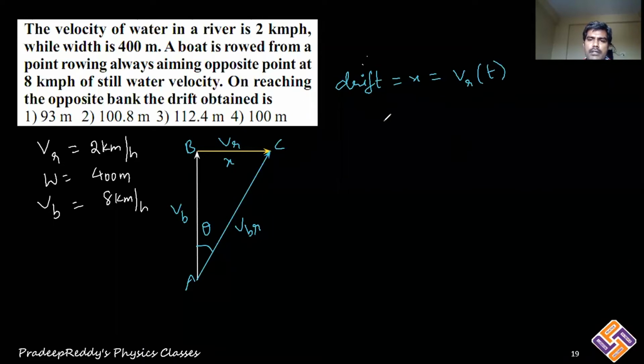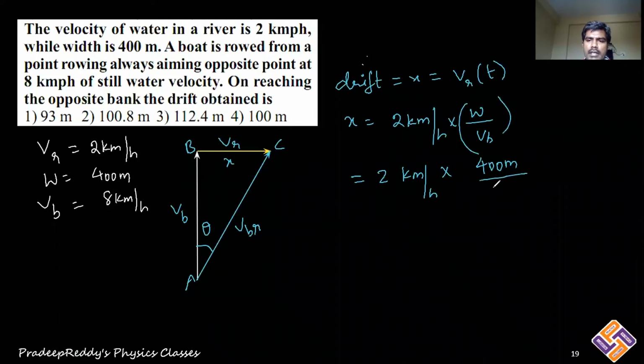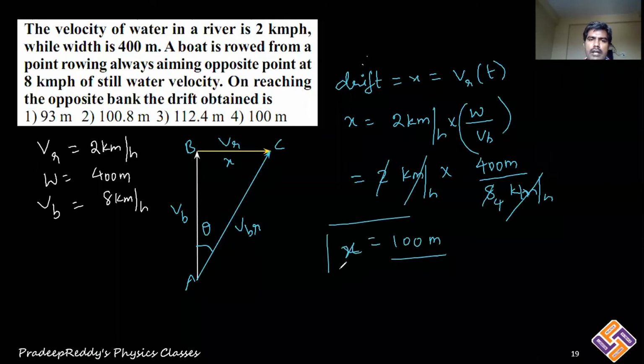Now x is equal to velocity of the river, which is already known, 2 km/h, into time taken, which is equal to width divided by velocity of the boat. This is 2 km/h into width 400 meter divided by velocity of the boat, which is 8 km/h. 8 km, this gives you 4, and what remains is 100 meter. This is the final answer. Drift x is equal to 100 meter.